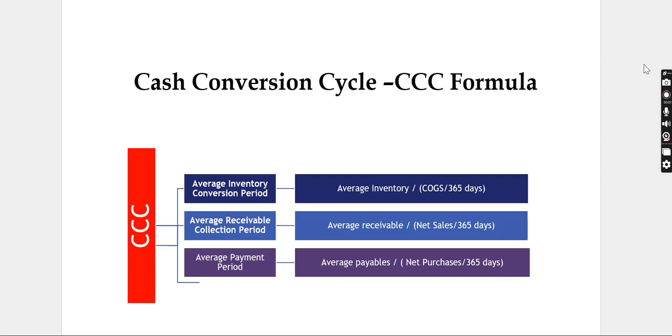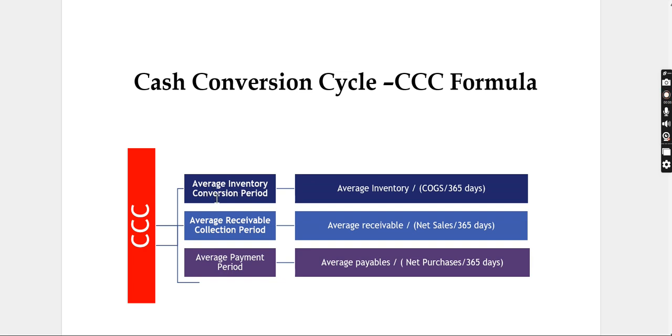Hello everyone again. In this video we are going to learn how to calculate the cash conversion cycle, or we can also call it CCC. To calculate the cash conversion cycle, we should know three things: average inventory conversion period, average receivable collection period, and average payment period. So how can we calculate each one of these?